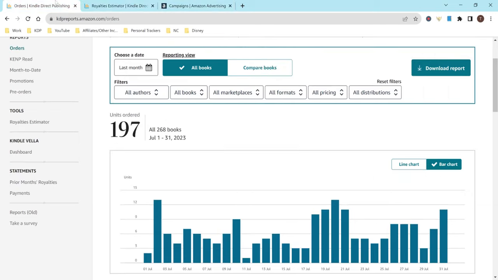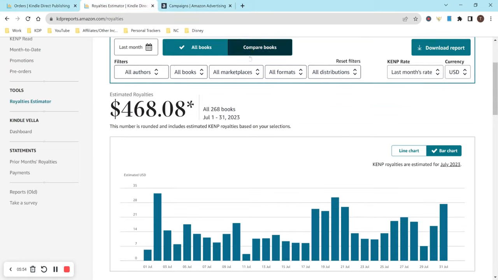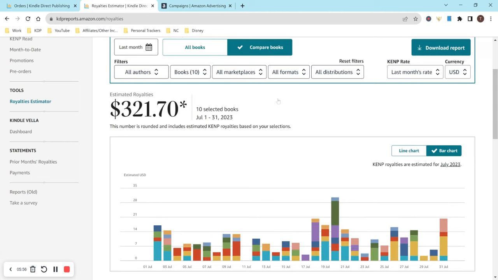And my top 10 books for orders, I'll hit compare books here. It made up 138 of the units ordered, so definitely the majority. And almost every single day one sold, except for July 11th. And all of these are scrapbook paper. So for my top 10 royalties, it's pretty much the same thing. Majority of the money except for July 11th, and all of them are scrapbook paper.